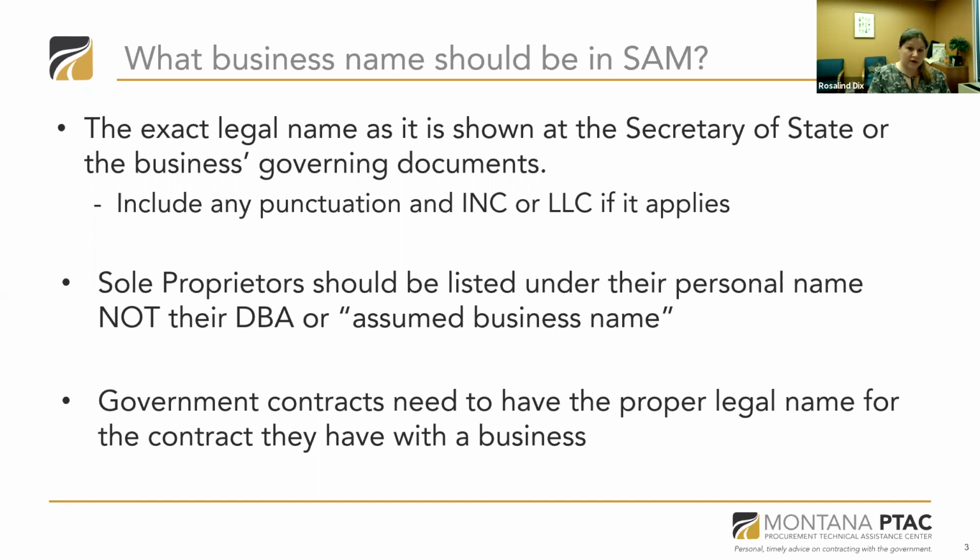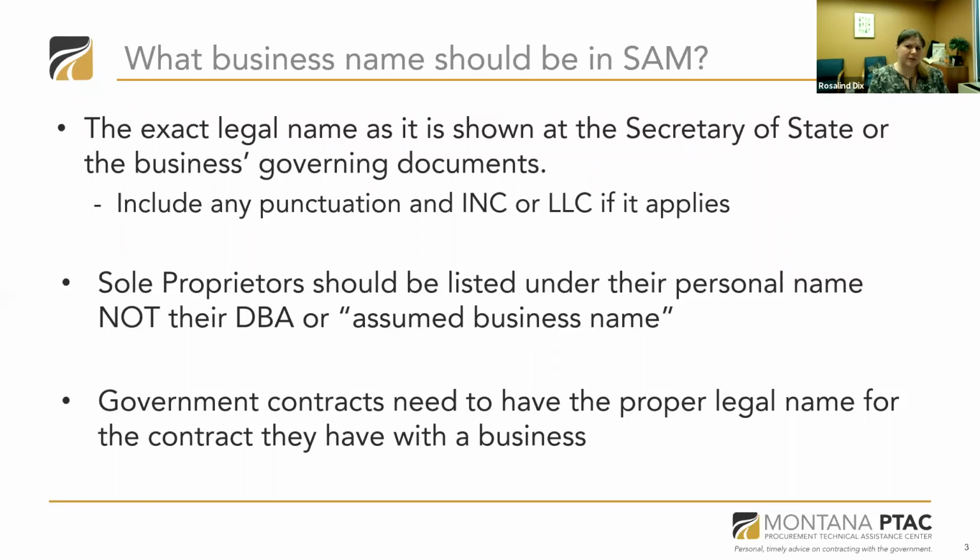Sole proprietors should be listed under their personal name and not their DBA or assumed business name. We see this a lot, and a lot of times their assumed business name or DBA ends up on their contract, and that's not good, and that's not correct. Government contracts need to have the proper legal name that matches SAM, matches the contract.